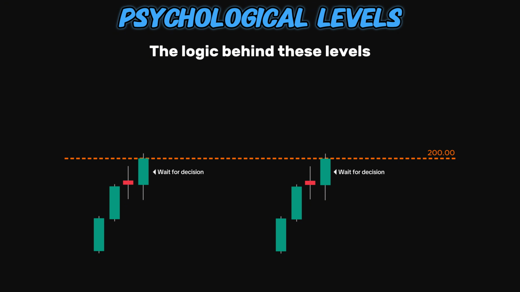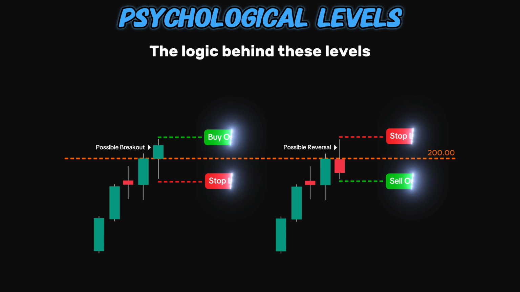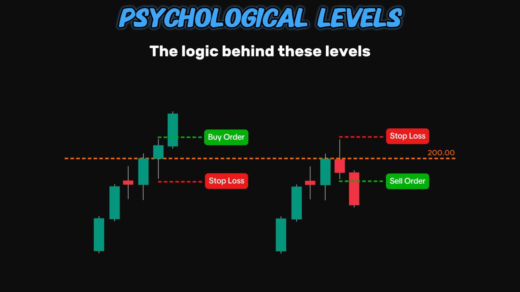If price approaches a psychological level with strong momentum, a breakout may be likely. On the other hand, if price hesitates or shows reversal patterns near one of these zones, that level may hold as support or resistance. Ultimately, psychological levels give structure to what can often feel like chaotic price action. By using this indicator, you gain a simple but powerful tool to understand where key decisions might be happening. Because when enough traders are watching the same level, it often becomes a self-fulfilling prophecy.